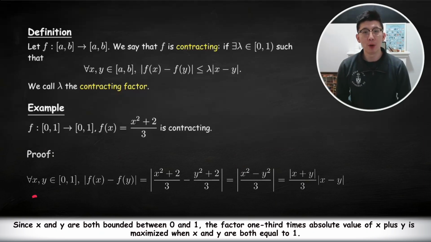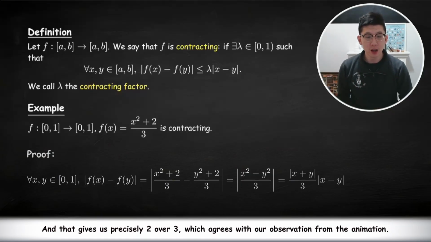Since x and y are both bounded between 0 and 1, the factor 1/3 times the absolute value of x plus y is maximized when x and y are both equal to 1, and that gives us precisely 2 over 3, which agrees with our observation from the animation.